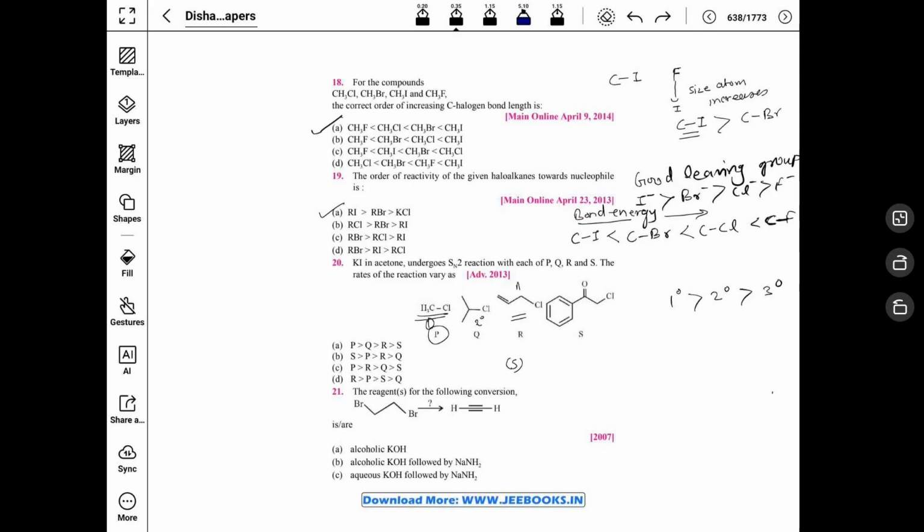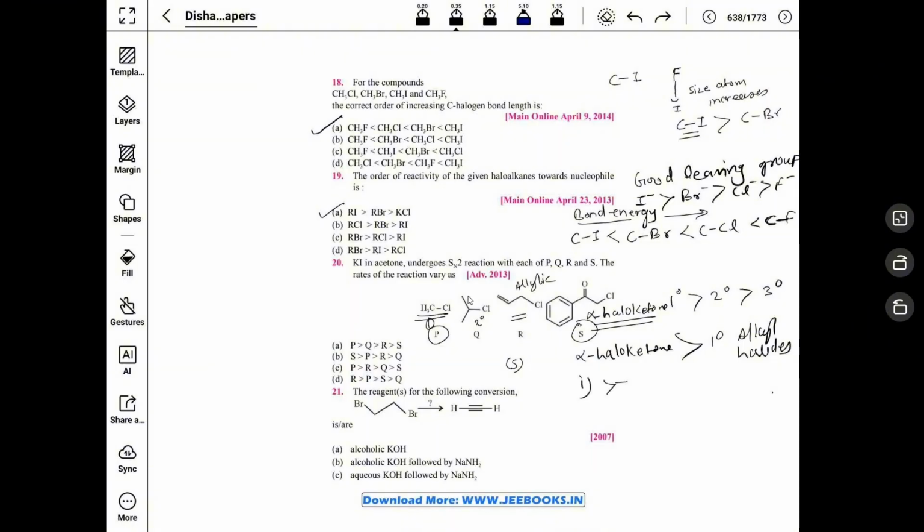This one is allylic. But here is a very interesting molecule, which is S. This is an alpha haloketone. We should understand the reactivity of alpha haloketones. If you see these alpha haloketones, without thinking anything, understand that they have very high reactivity as compared to primary alkyl halide. We should understand these things very clearly. Why is it so? There are two reasons.